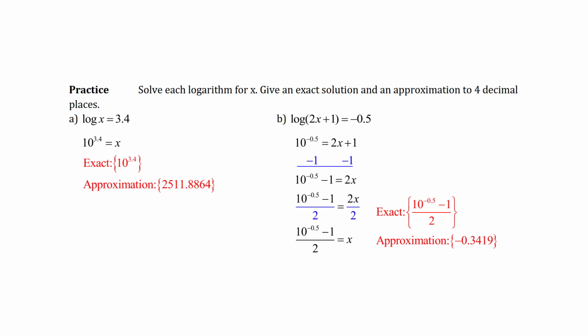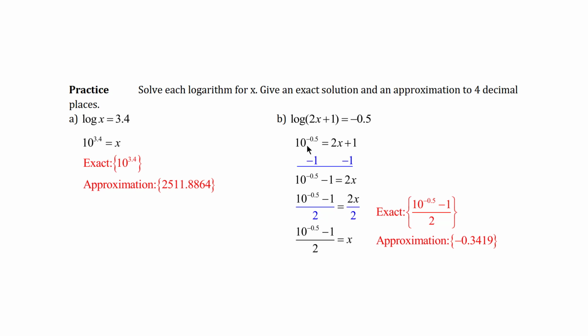Alright, so let's go ahead and go over part A. First, we rewrite this as an exponential equation. We get 10 to the 3.4 power equals x. The exact value we write in set notation. So I have a set of curly brackets and 10 to the 3.4 power on the inside. For the approximation, we just use a calculator and round the value to 4 decimal places. I have a set of curly brackets and 2511.8864 on the inside.